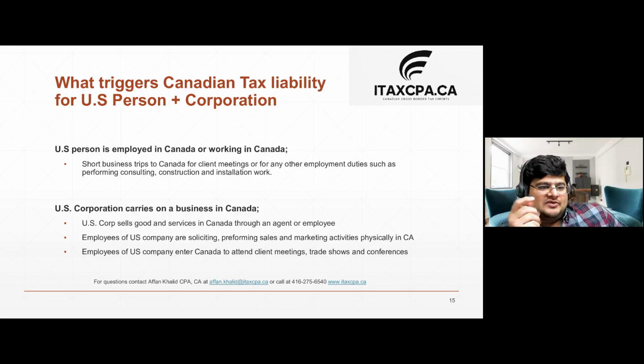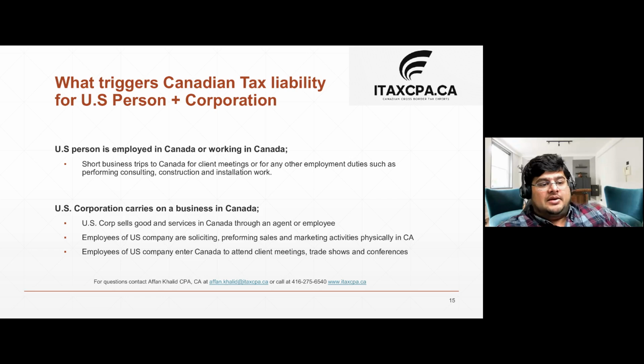So if US companies are selling any goods and services in Canada through employees or agents, again, the key here is if your employees or contractors or agents are crossing the border, that is the tipping point. Otherwise you might be fined. This is from an income tax perspective. GST HST rules are separate, and I'm happy to guide you if you have those questions. So let's look at another example.